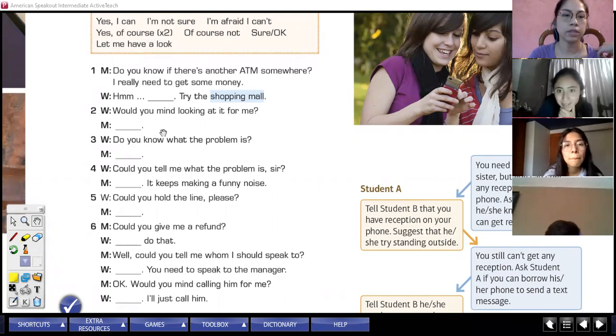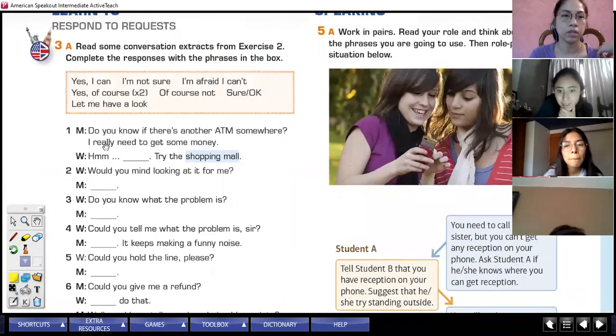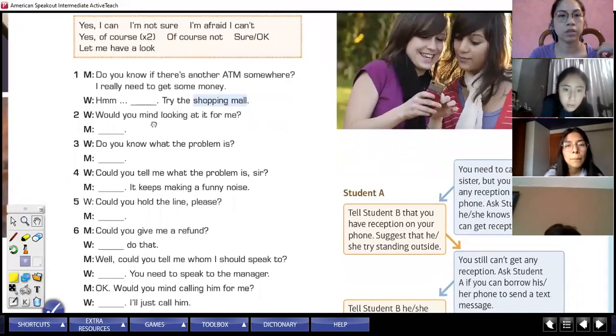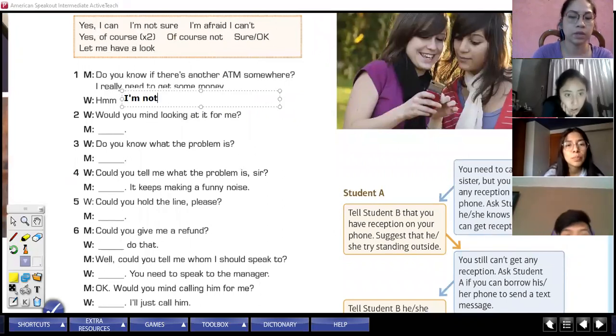Do you know if there's another ATM somewhere? I really need to get some money. And you say... What would you say? I'm not sure. Try the shopping mall. I'm not sure. Okay. Thank you so much.